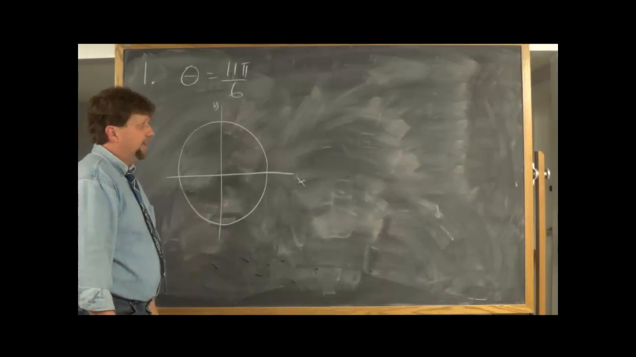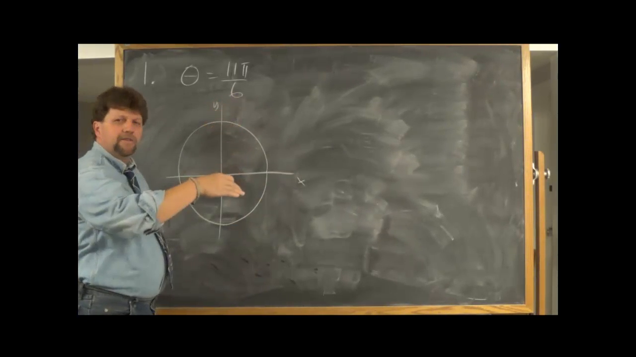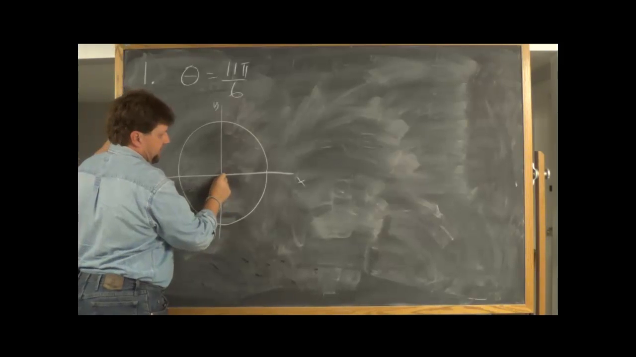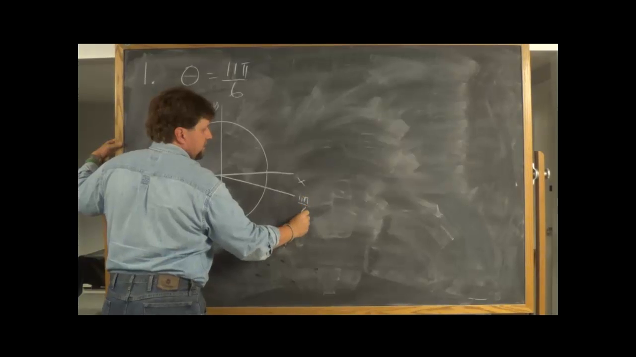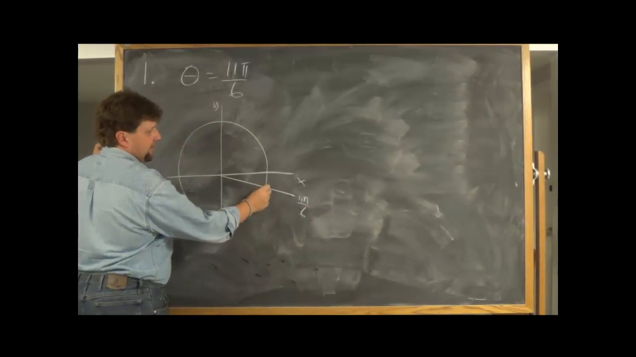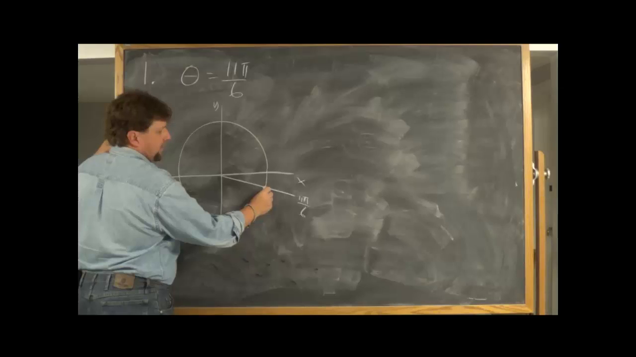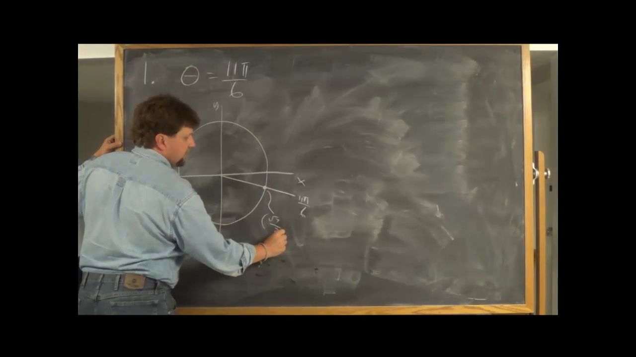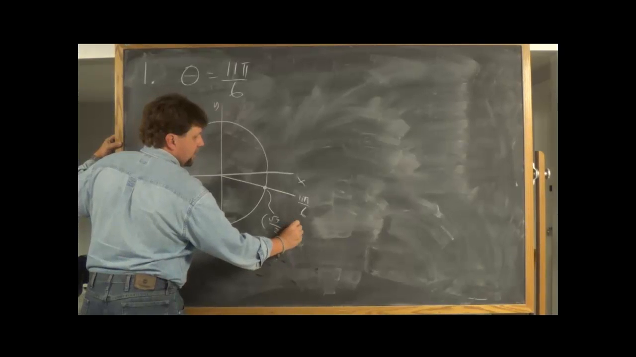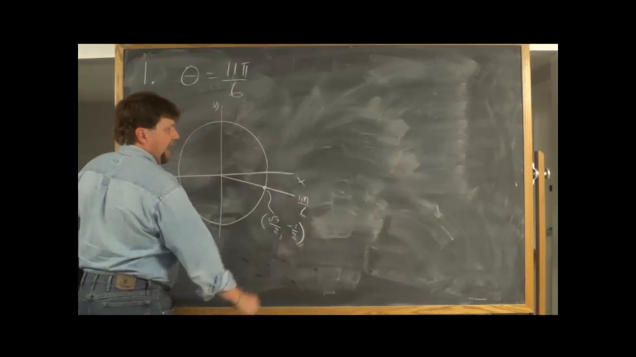That's not too bad for me. You need to know where 11 pi over 6 terminates. Hopefully you're getting really proficient with this. And you know 11 pi over 6 terminates about right there. You need to know the coordinates of that point. The x-coordinate is square root 3 over 2. And the y-coordinate is negative 1/2.